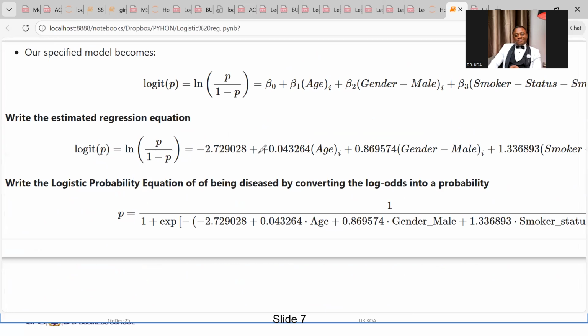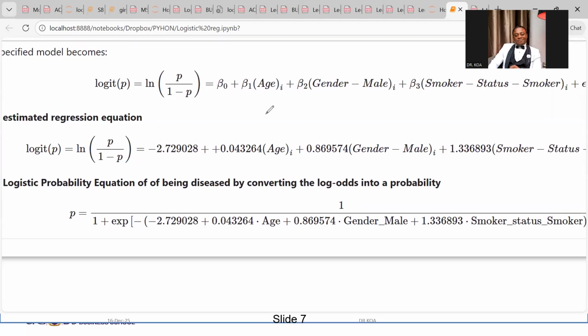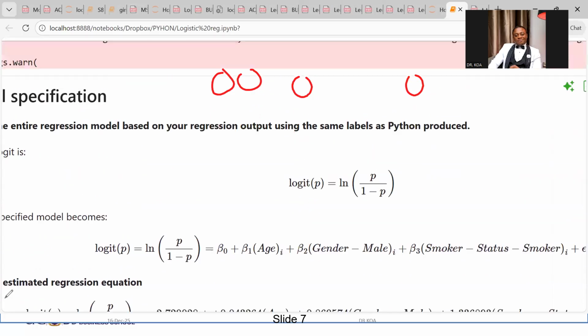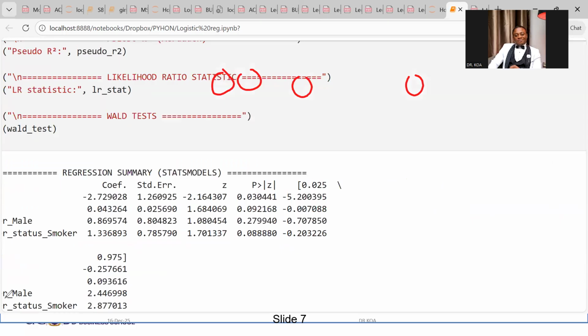The estimated regression equation simply means you are substituting the coefficient into the model, wherever you see the betas. So you are only replacing the betas from the original model with the actual numbers. And where will you get the actual numbers? When you go up here to the model, you see that there is a column called coefficient.